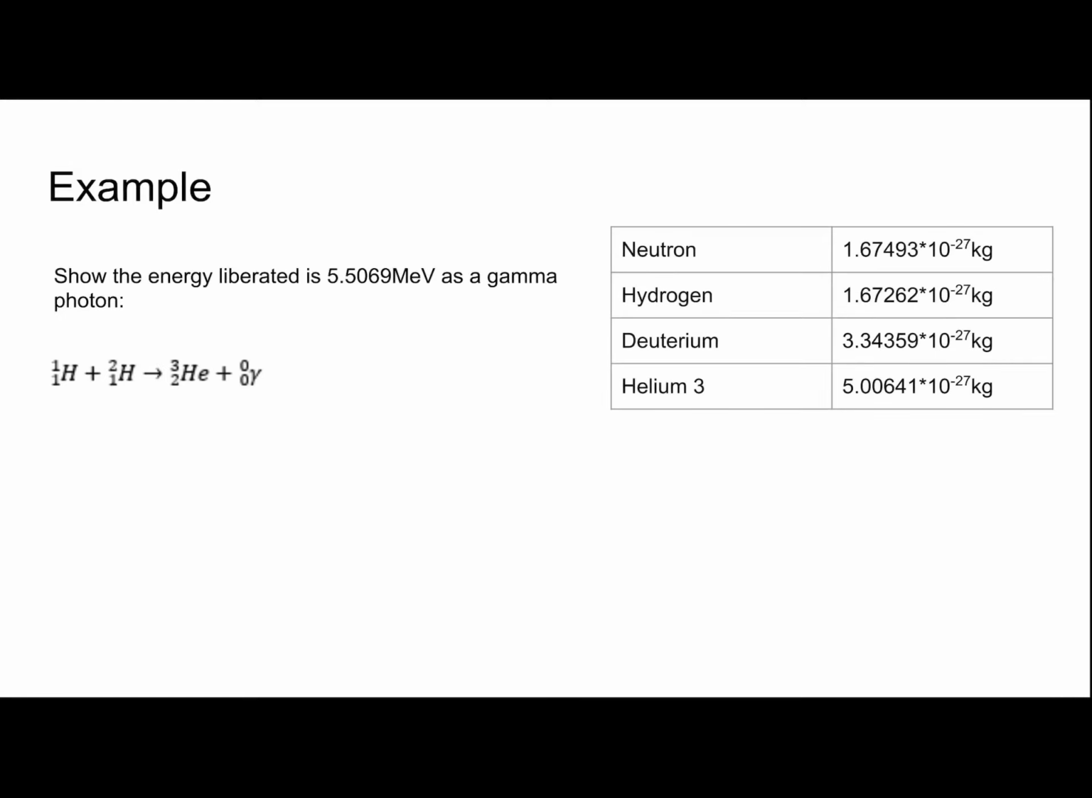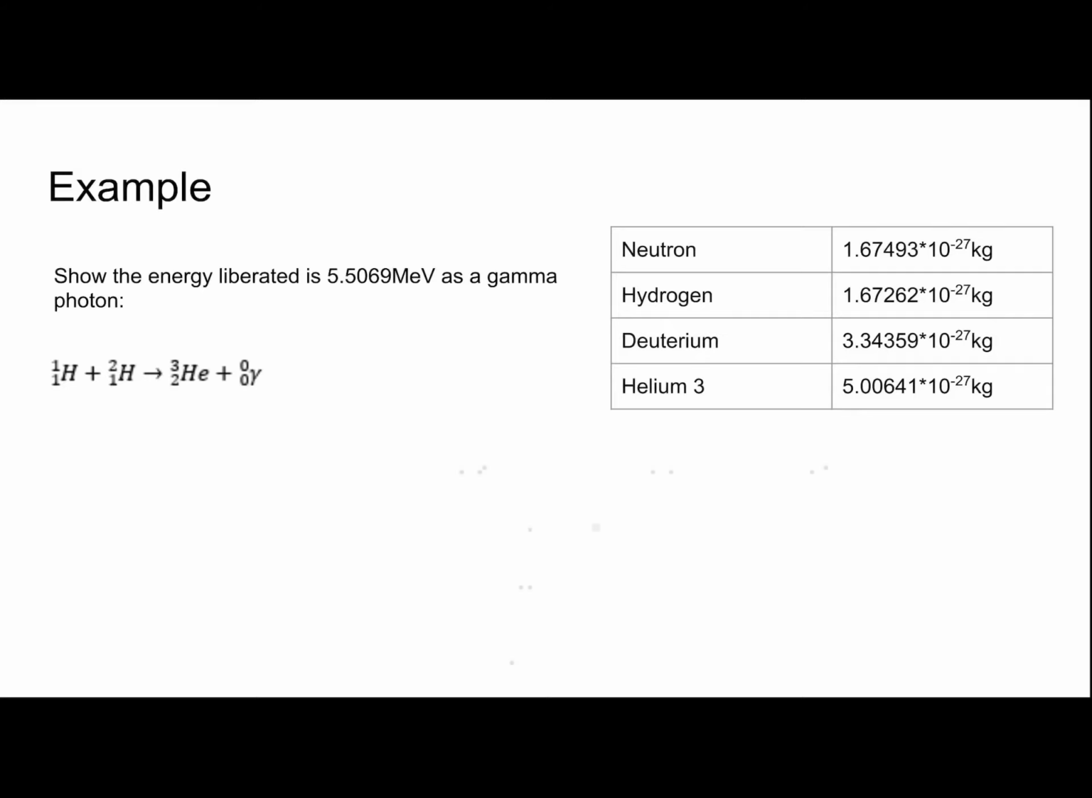So here's the information we need to know. We have the mass of the neutron, the mass of the hydrogen nucleus, or just proton really, the mass of the deuterium, and the mass of helium-3. Using these values, I want you to show that the energy liberated is 5.5069 mega electron volts. So give this question a go, and when you're finished, keep watching the video to find out the answer.